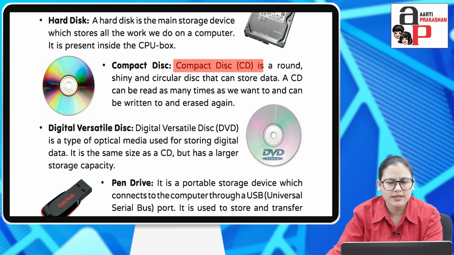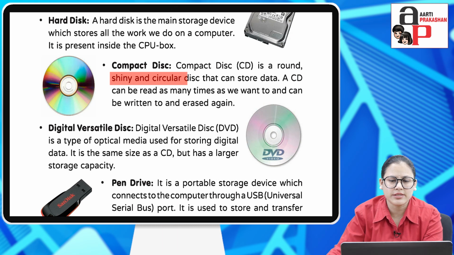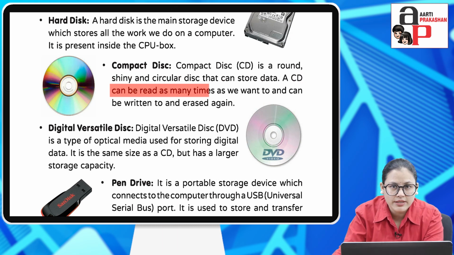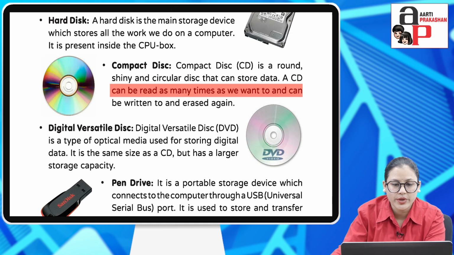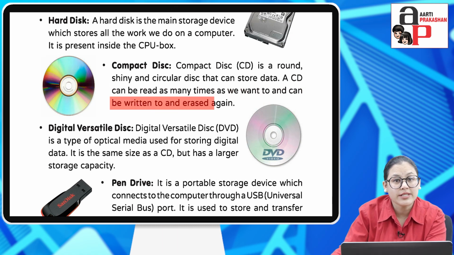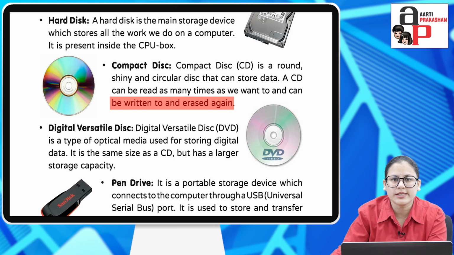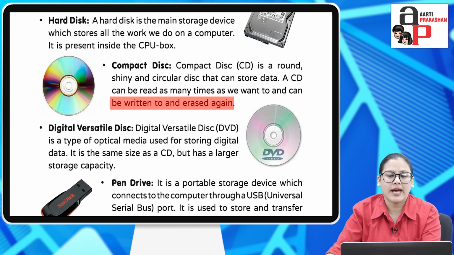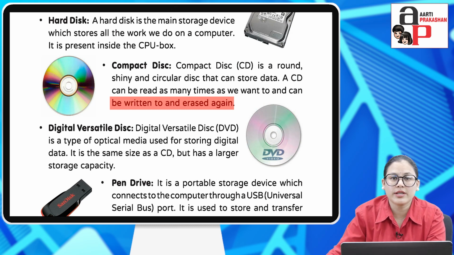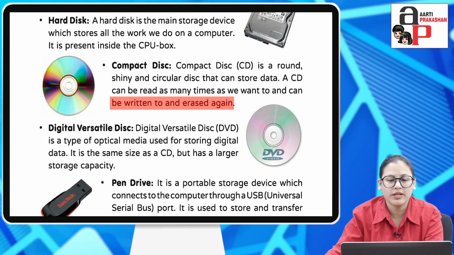Compact disk, that is CD, is a round, shiny and circular disk that can store data. A CD can be read as many times as we want to and can be written to and erased again. Okay. See, this is your compact disc. It is a circular disc, circular in shape, and it is also known as compact disc. CD is a short form of compact disc.